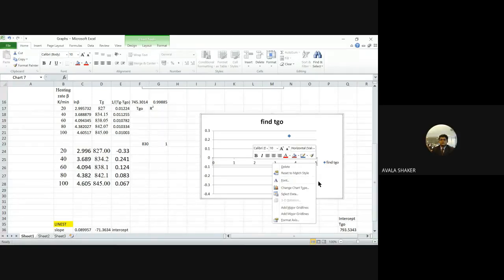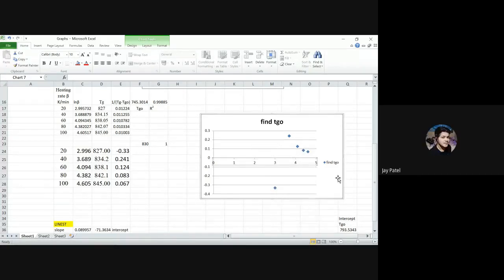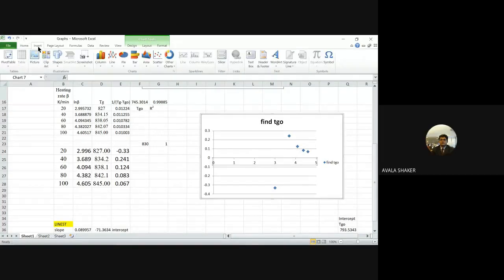Sir, why is there so much difference between 20 and 40? At 20 it is minus 0.33 and at 40 it is 0.24. This is 827, right? And this is 830. For getting all the other values to be positive, so in short, to get the straight line, we have to neglect the 20, right? No, you don't have to neglect the point.